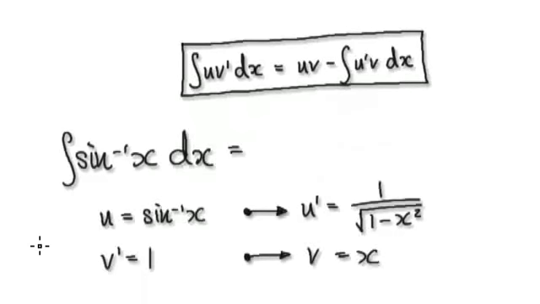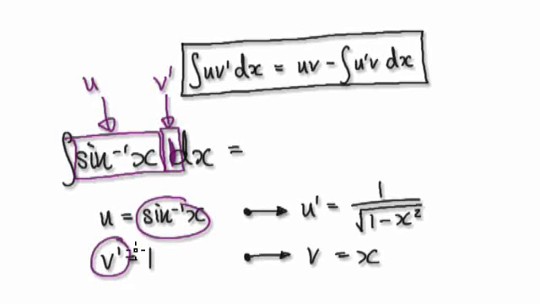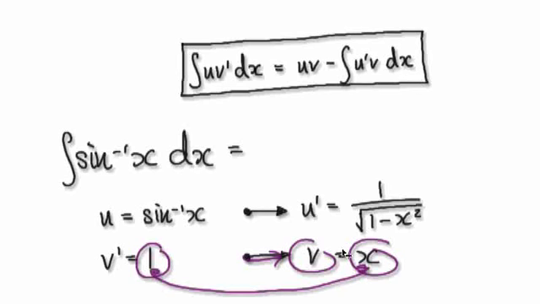Okay, so to do this, imagine this whole thing as being like one block, and then you're multiplying with another block. This block here is the number 1. So let u be this, and let v prime equal the number 1. If v prime equals the number 1, then v would be x. So you would integrate it to get to here.